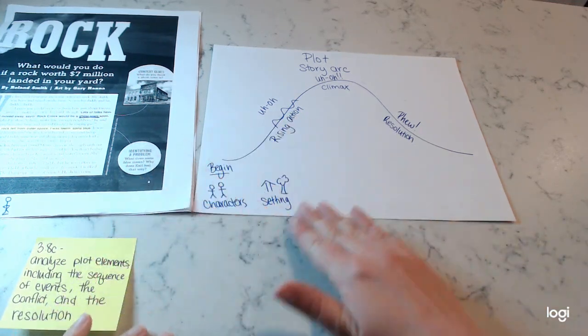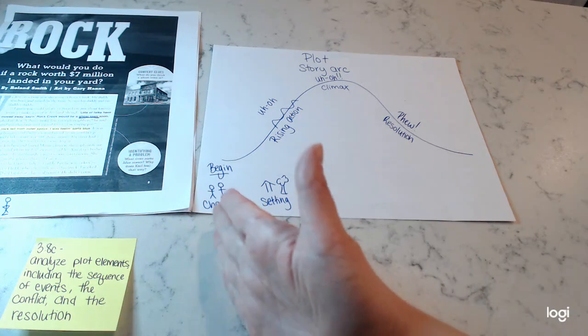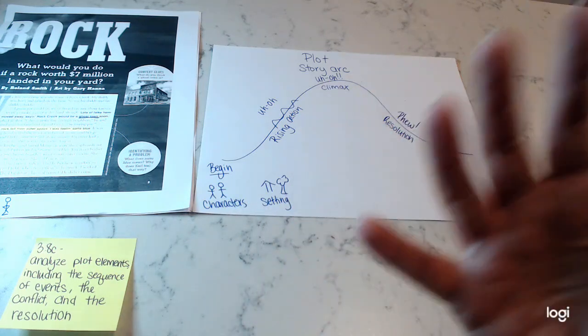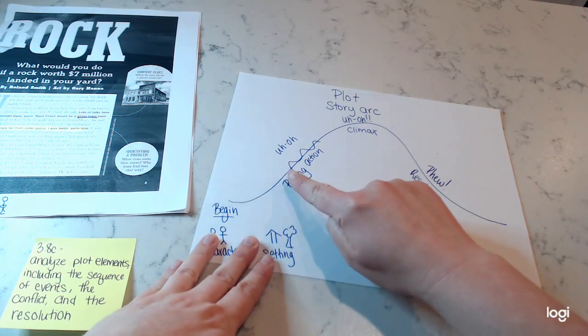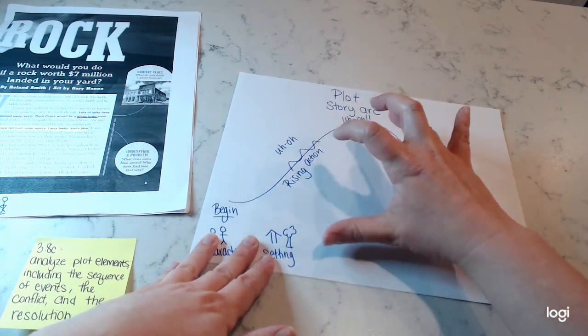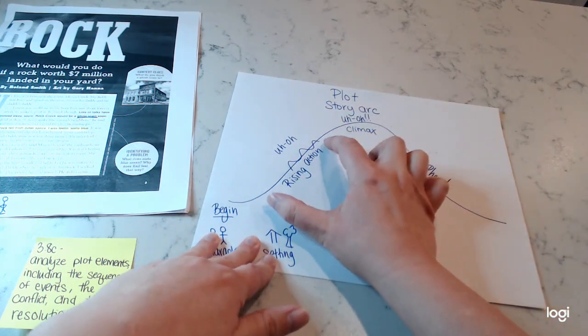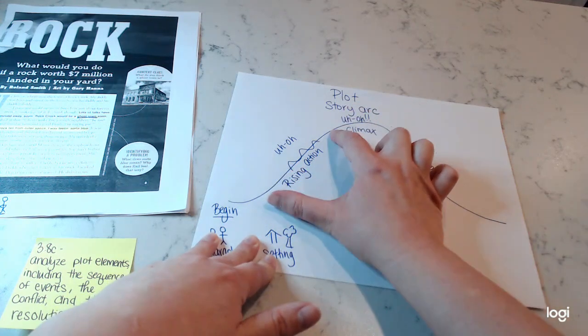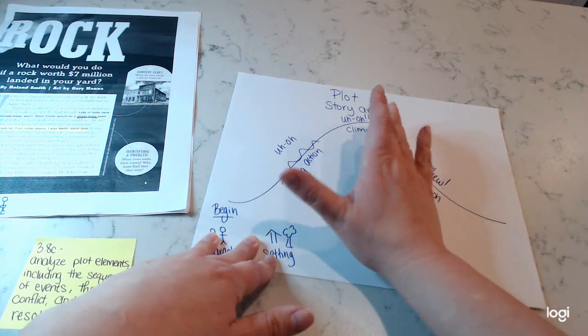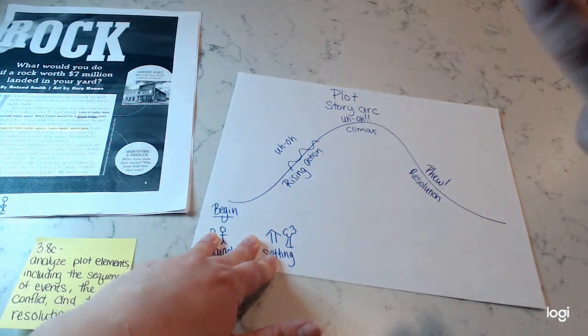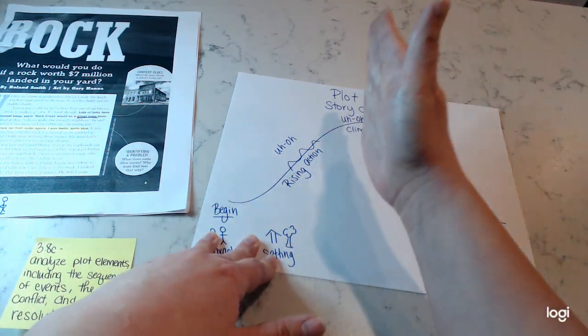We have the beginning of the story where we are introduced to the characters and the setting, and then we're also introduced to the problem. And this problem gets bigger and bigger. We call this the rising action. When the problem gets to a point where it can't get any bigger and the story is the most exciting, we call that the climax.